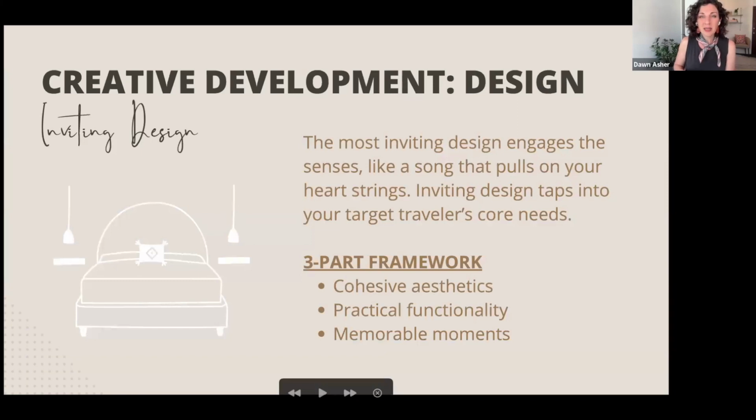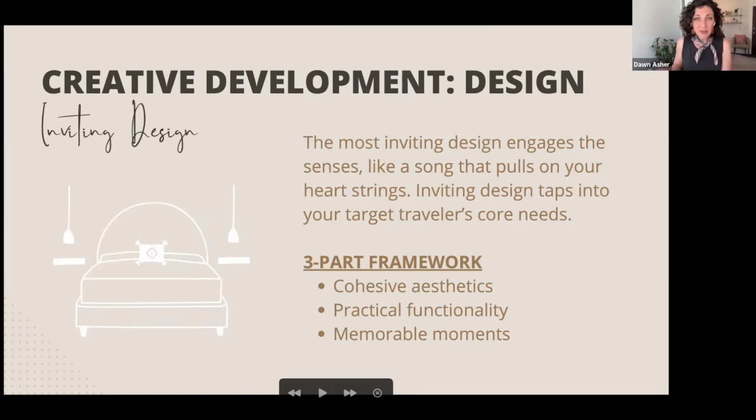And so we look at design from a 3-part framework. There are 3 pillars that we are considering throughout every design decision that we make. 1, cohesive aesthetics. So it's got to have the same mood and color palette, textures, all of those things have to be cohesive. You have to feel when you walk in, there is a singular identity here.